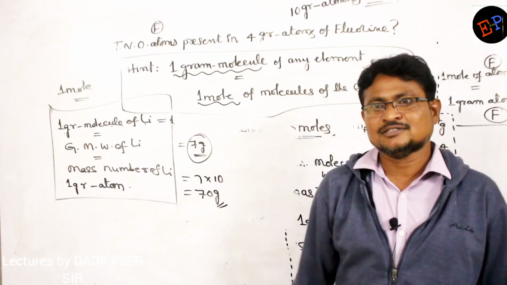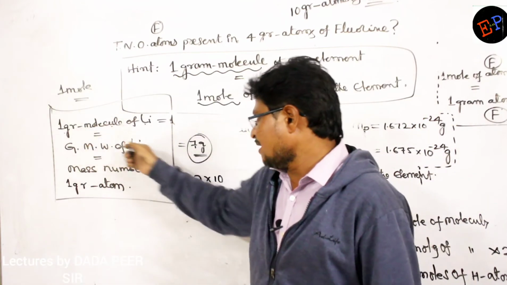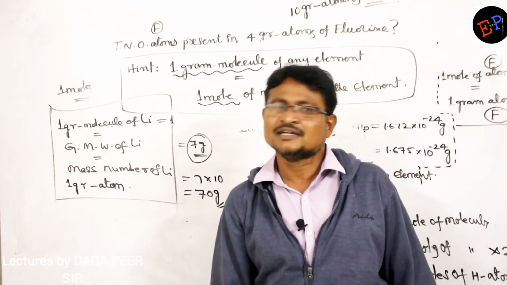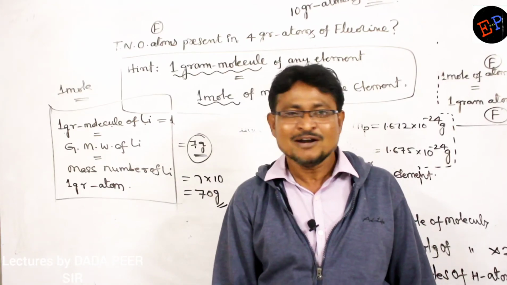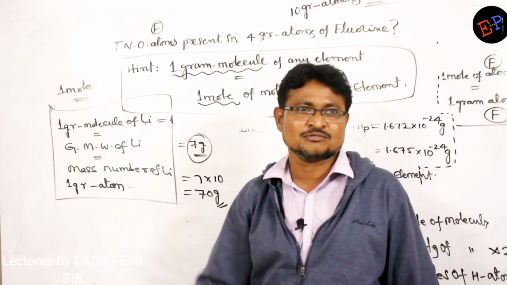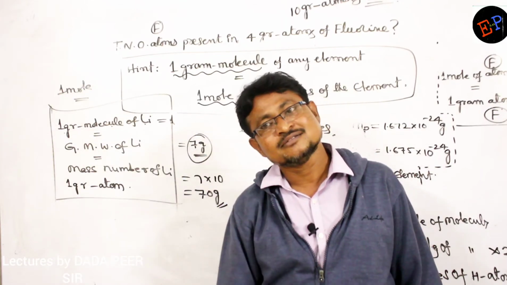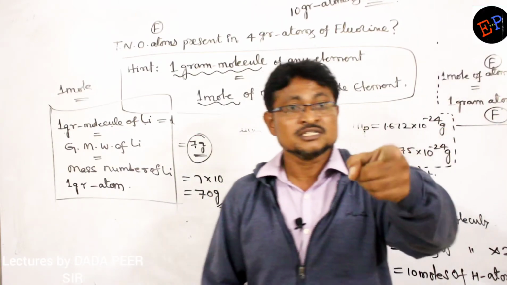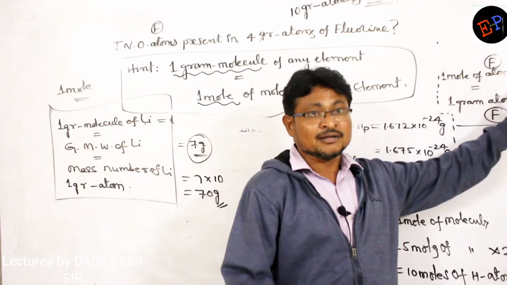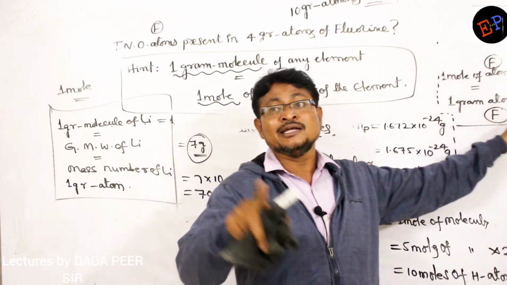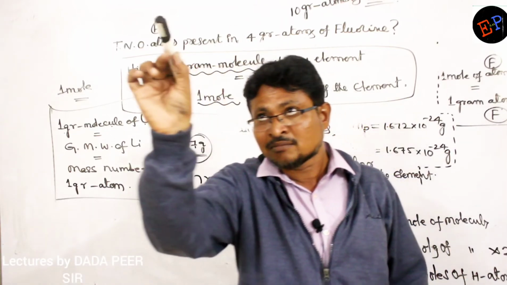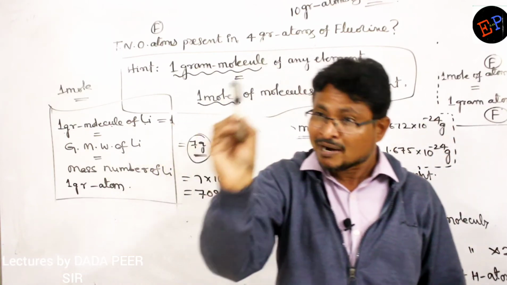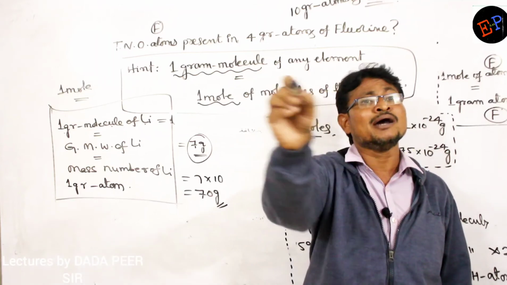One more logic, she is approaching this logic: 1 gram molecule is also 1 mole, 1 gram atom is also 1 mole. So her logic is good, but that is not the straight answer. On what basis can you say that? How does it come to your mind? Where is 1 mole of atoms? See, 1 gram atom of fluorine is not equal to 1 gram molecule of fluorine.